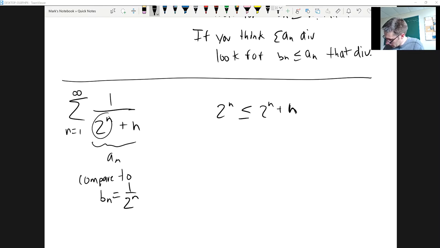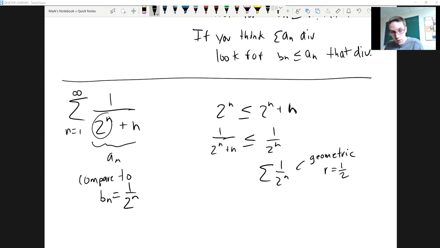And if we take a reciprocal, or divide by 2 to the n times 2 to the n plus n on both sides, same thing, we'll end up with 1 over 2 to the n plus n is less than or equal to 1 over 2 to the n. All right? And what do we know about this series, 1 over 2 to the n? Well, that is a geometric series with ratio r equals 1/2, and so therefore it is convergent, since that is less than 1.